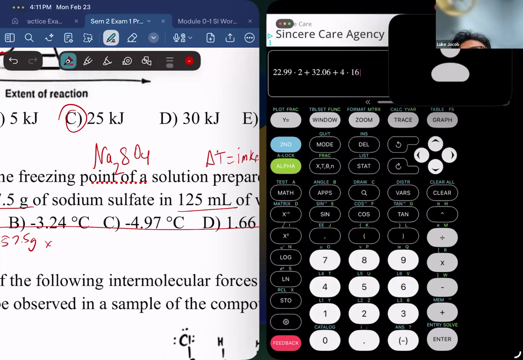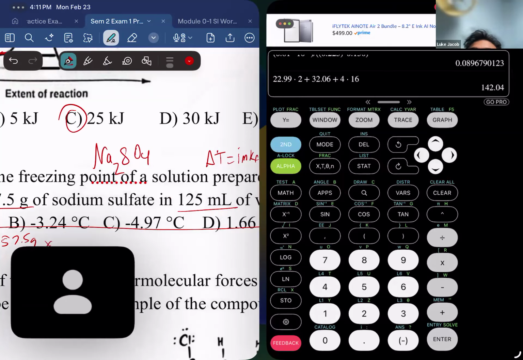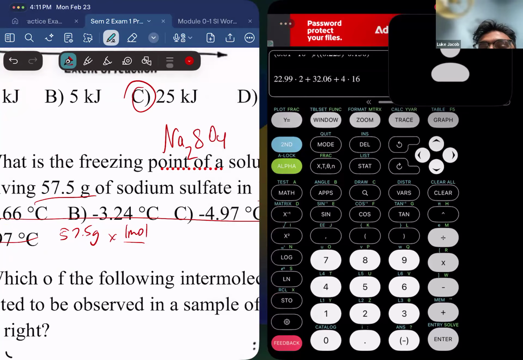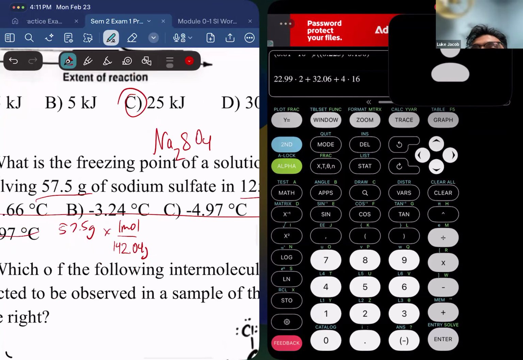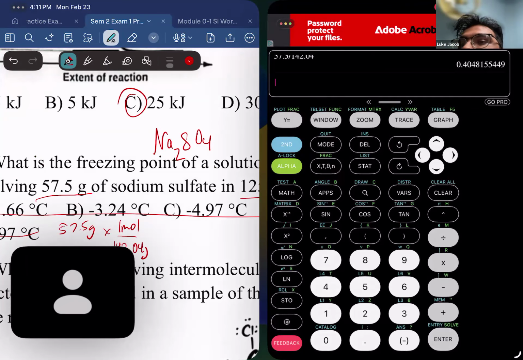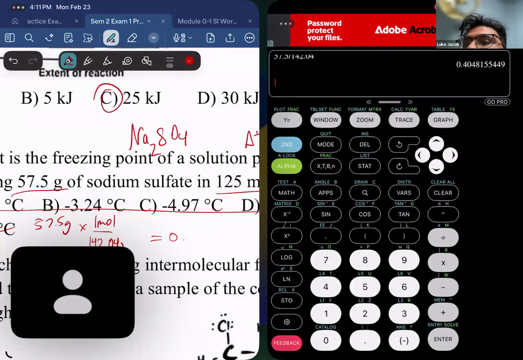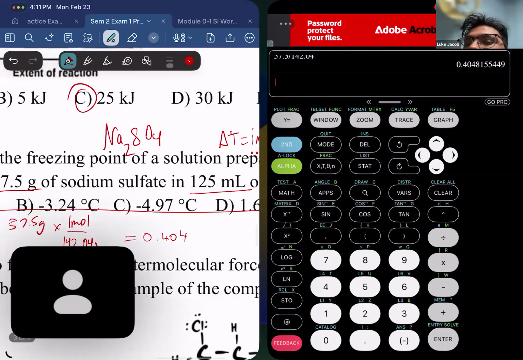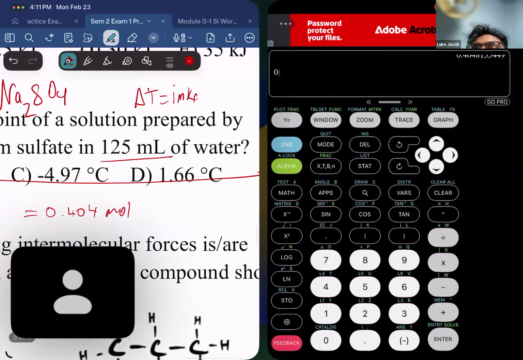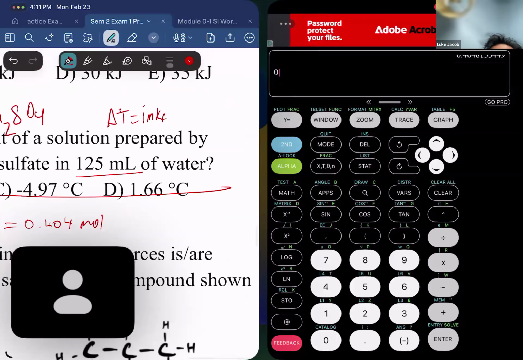It doesn't need to be super approximate because it's a multiple choice exam. Same thing with the MCAT, it's also multiple choice. So you don't need it to be super approximate. With that in mind, we have the molar mass. So 57.5 divided by 142.04. We got this number, okay? 0.404 moles of solute. So now what we can do is plug in everything to figure out the delta T.